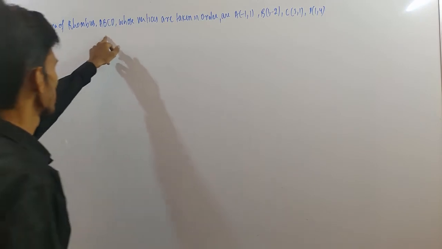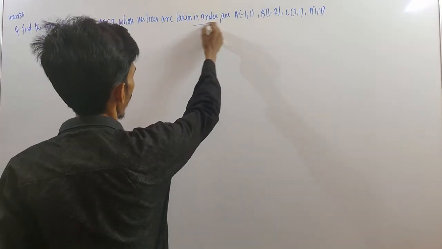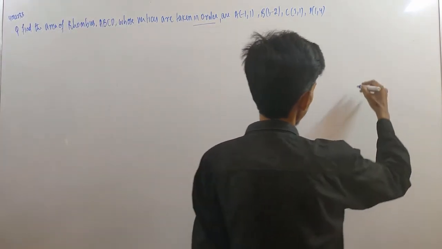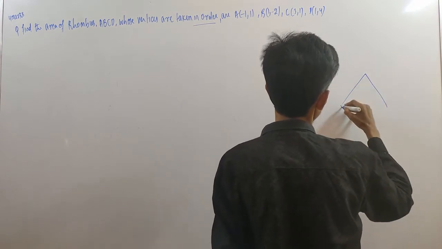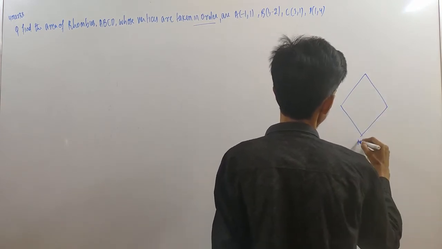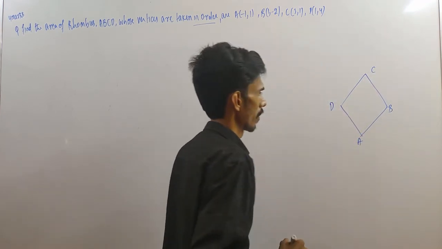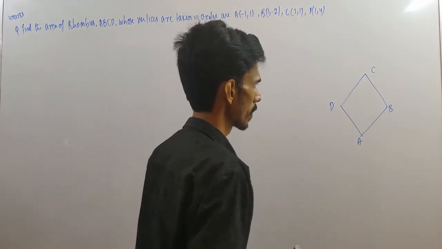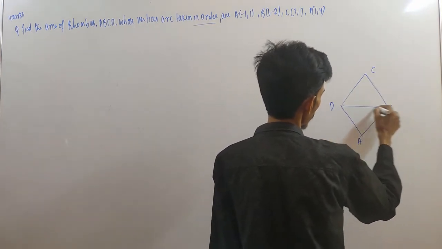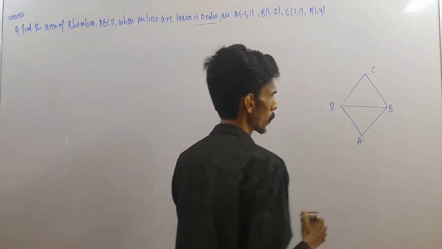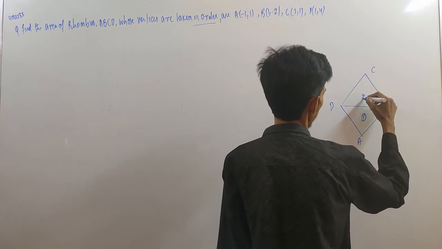Find the area of rhombus ABCD whose vertices are taken in order. Now the rhombus will be of this form. Let us take A, B, C, D here. We have to find the area inside this rhombus. We can split this rhombus into two triangles, triangle 1 and triangle 2.